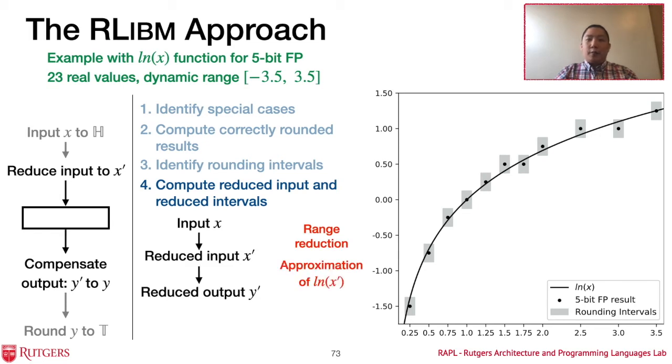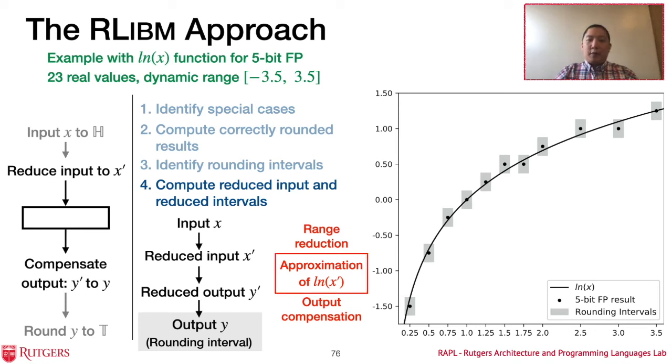Then we use the polynomial approximation function to approximate the value of natural log of x prime to produce the reduced output y prime, which is used with the output compensation function to compute y, the approximation of natural log of x for the original input x. Also, to produce the correctly rounded result, the output y should be within the rounding interval that we computed in the previous step. So to generate a polynomial approximation of natural log of x prime, we want to identify what the inputs and outputs of the approximation function should be. In our case, they're the reduced inputs x prime and the reduced outputs y prime.